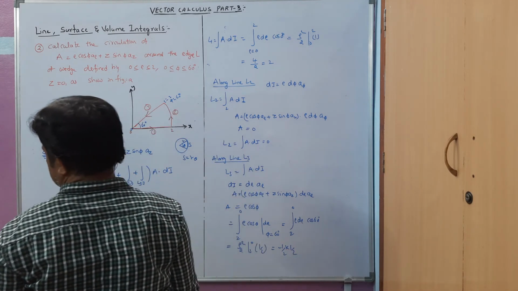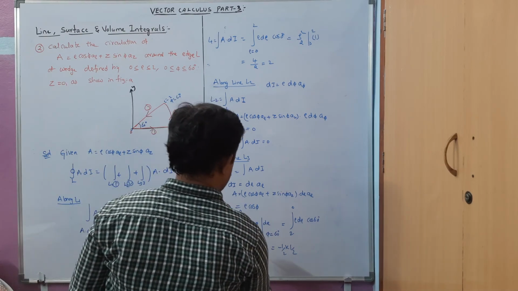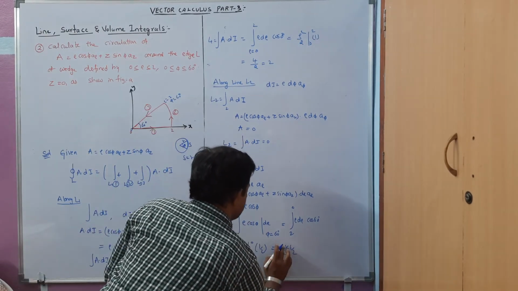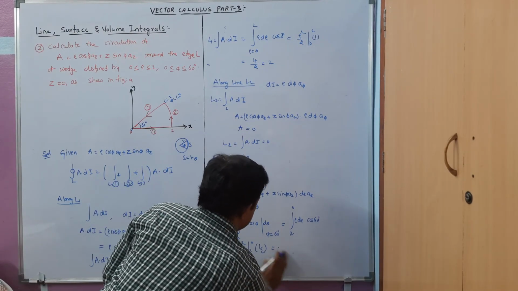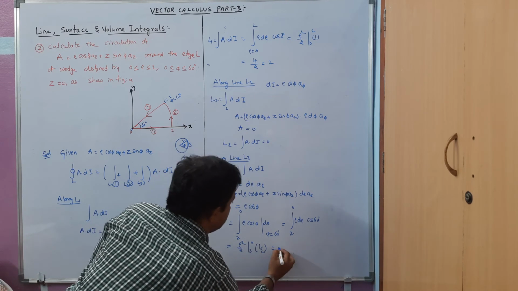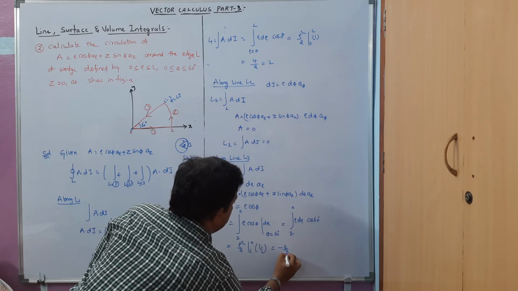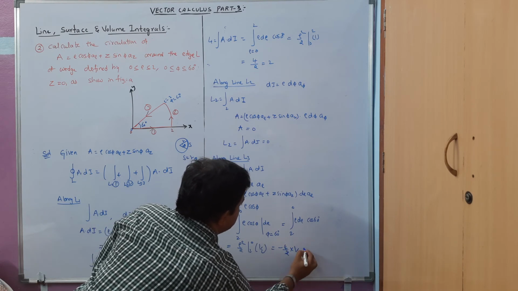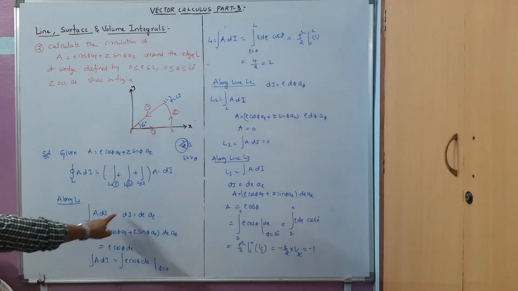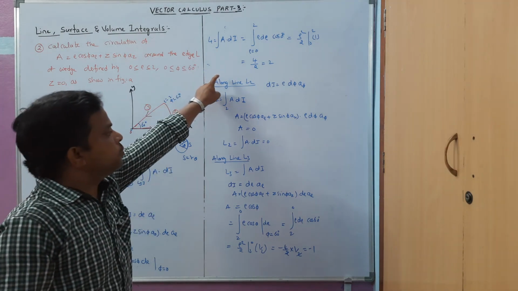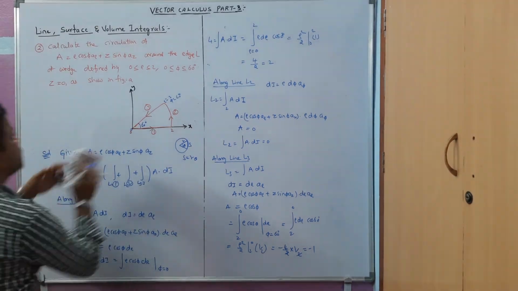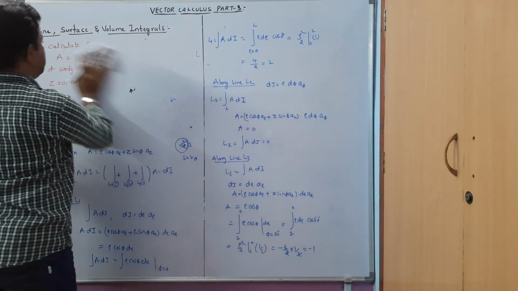Sorry, it is minus 4 by 2, not 4 by 2, into 1 by 2, since the limits are 0 and 2 reversed. So it becomes minus 1. Now what did we get for the first loop? For the first loop we got 2, for the second 0, and the third is minus 1.